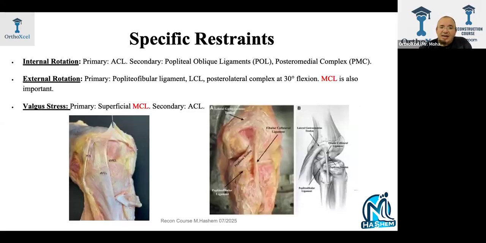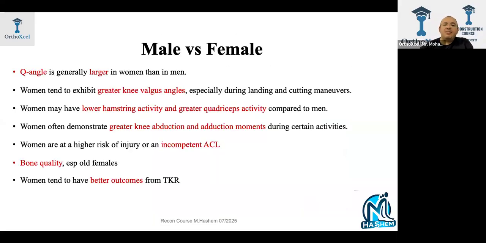Internal rotation, the main restraint against internal rotation is the ACL, then the POL or popliteal oblique ligament, and the posteromedial corner. External rotation, the other way around, is the posterolateral corner, and valgus stress is definitely the MCL, mainly the superficial MCL. So you see, we have mentioned the MCL in each and every movement of the knee. That's why, again and again, the MCL is not an option to be injured or ruptured. If the MCL is gone, it means the stability of the knee is gone, and the only option you have is a constrained knee. So what's the difference between male and female in the normal knee mechanics and basics?